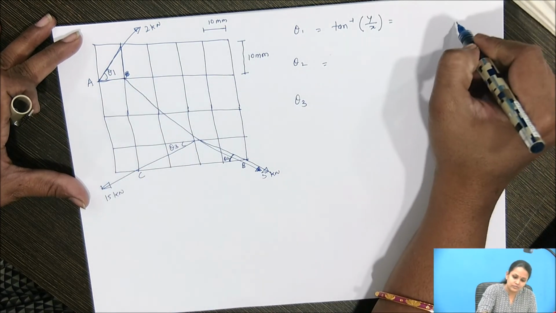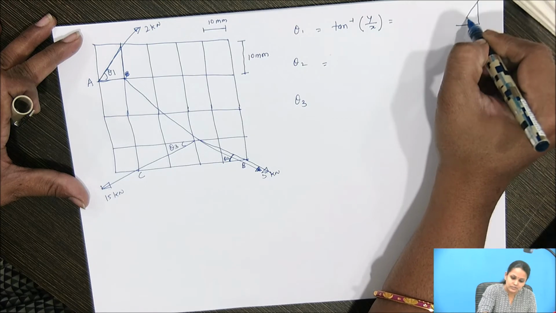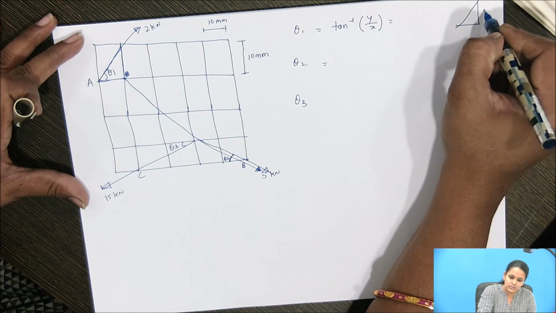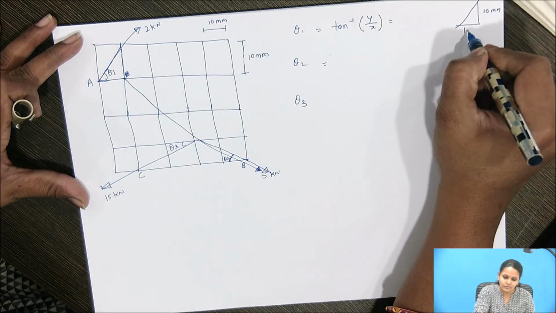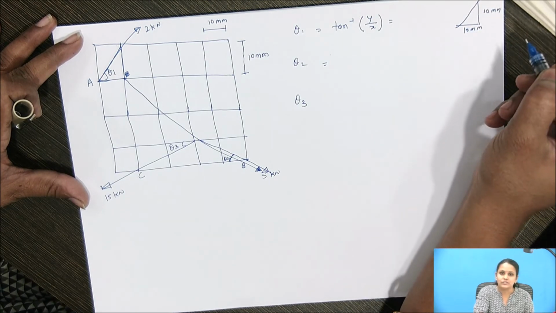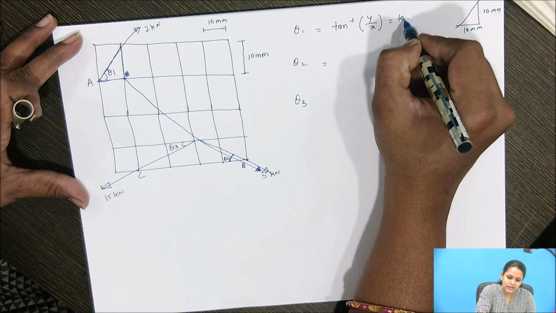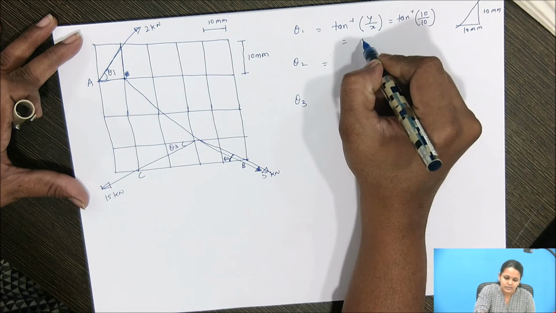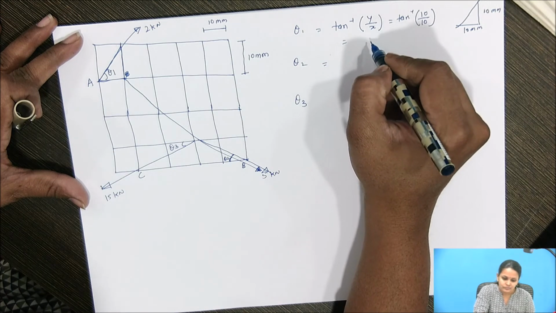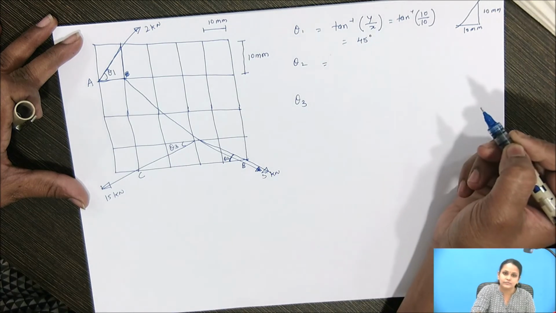Okay, so I will draw here. The force is acting like this. So it is 1 square, it is of 10 mm. Okay, here it is also of 10 mm dimension. So here it will be tan inverse of 10 by 10. So here you will get the theta 1 is equal to 45 degree.